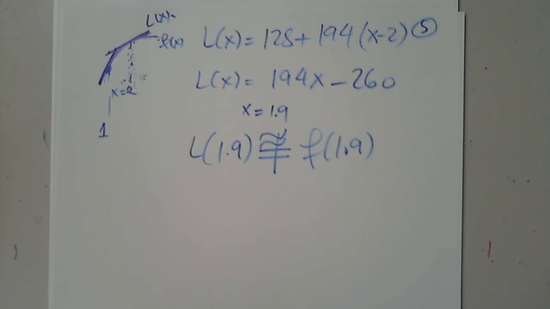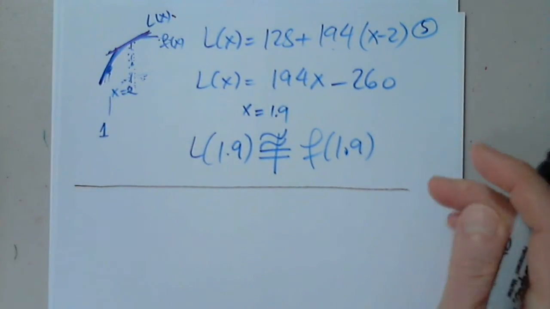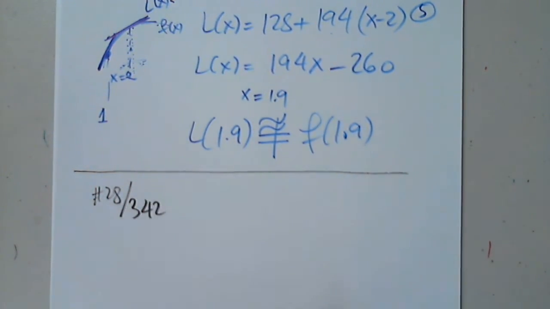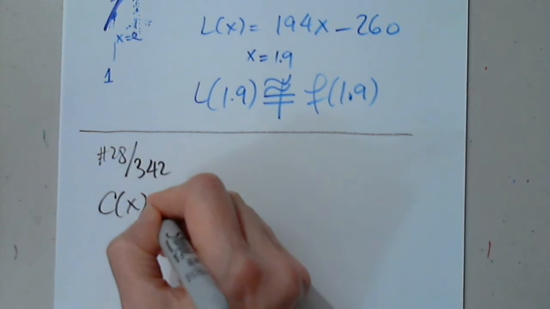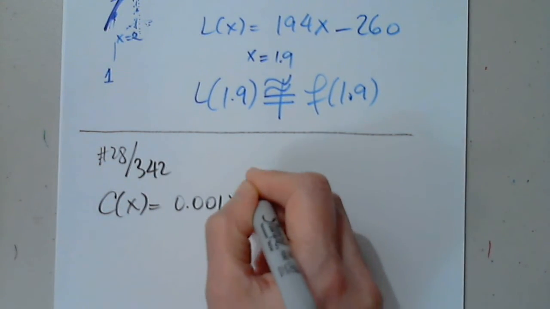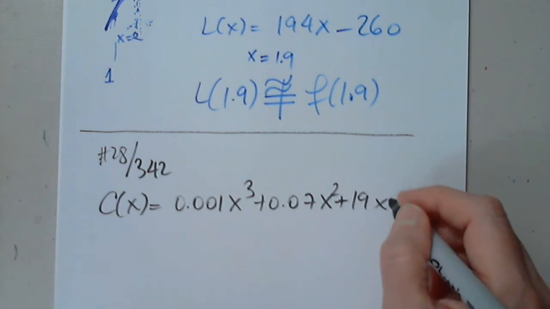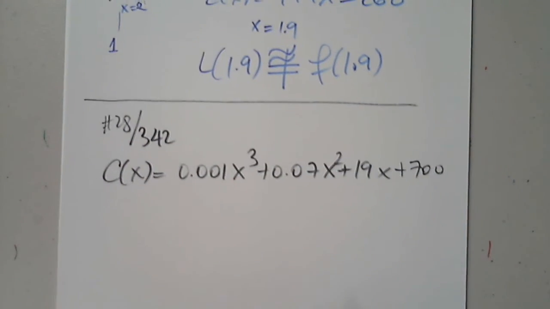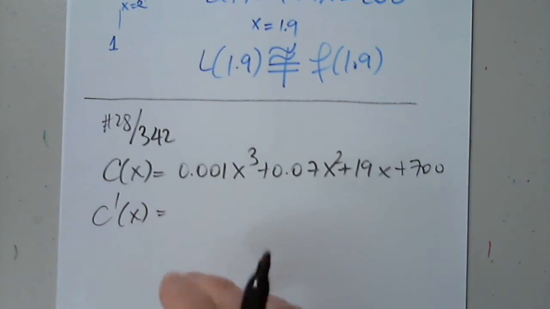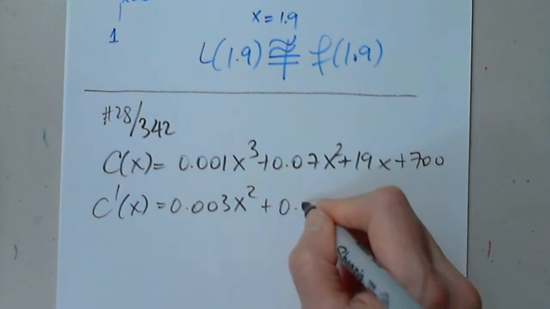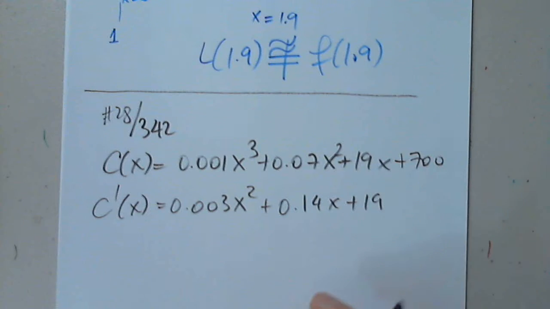Marginal cost. Suppose the monthly cost in dollars of producing x units of whatever, it doesn't matter. It's C of x, so this is problem 28 on 342. So let me copy the function, C of x equals 0.001 x cubed plus 0.07 x squared plus 19x plus 700. I will find the marginal cost, which is C prime of x right away, 0.003 x squared plus 0.14 x plus 19. So I have both functions.